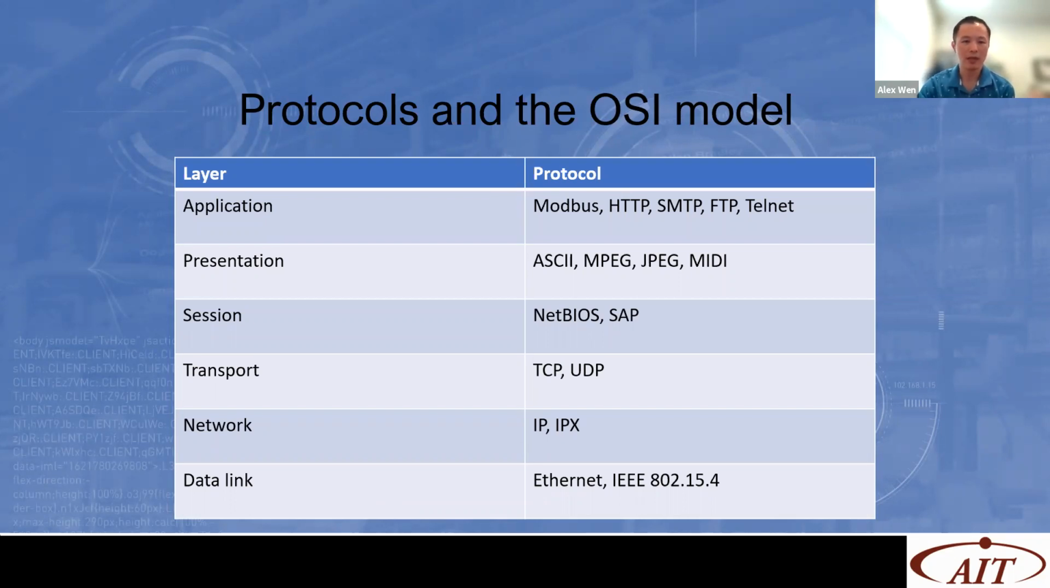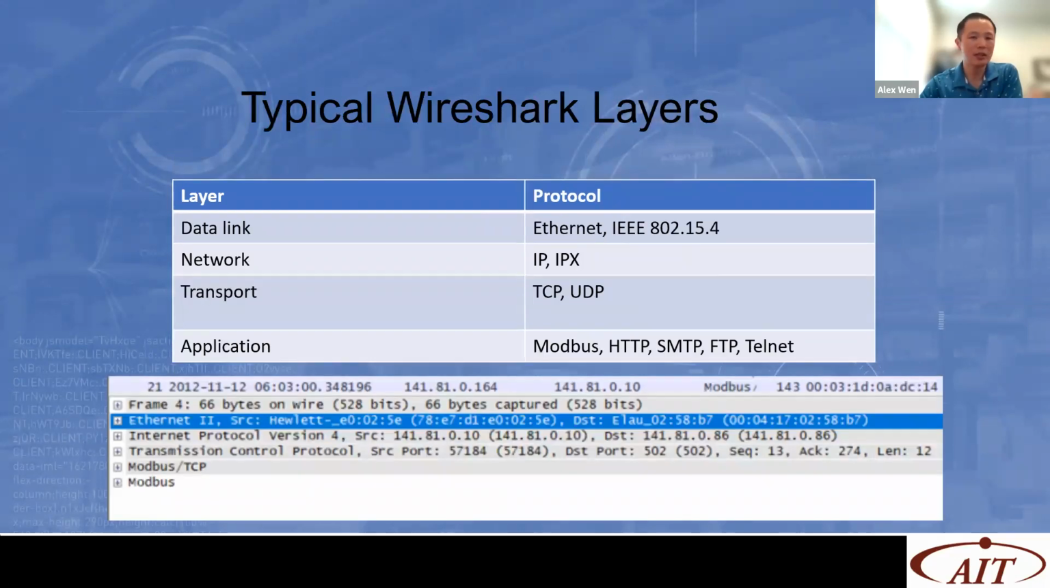Starting from the bottom, layer 1, you'll see Ethernet as an example, and IEEE 802.15.4, which is a wireless protocol. Then you go up to the network layer, the IPs; transport, TCP, UDP; session, NetBIOS; presentation, like ASCII and JPEG; and application, which is Modbus, HTTP, FTP, and Telnet. For the most part, you'll see in the next slide that Wireshark does it a little differently as far as display format.